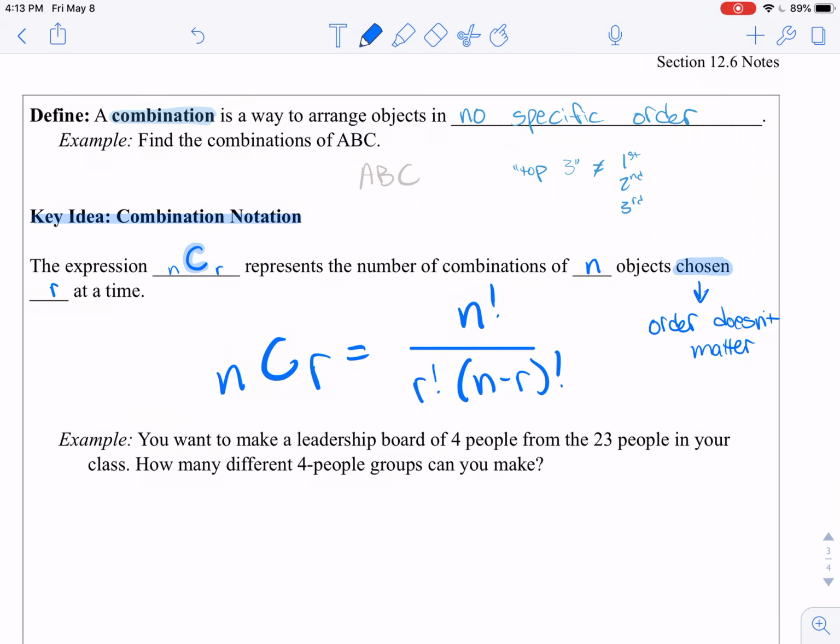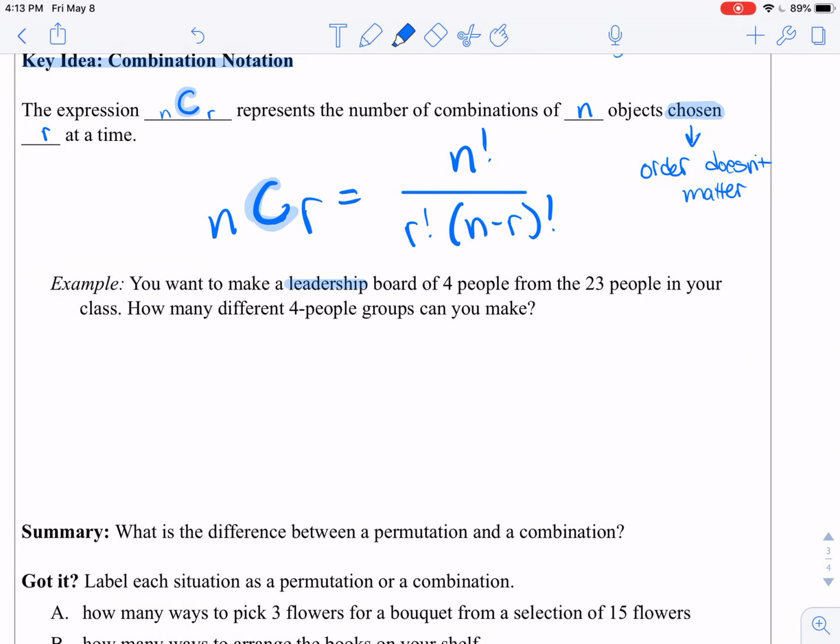Cool? Again, C for combination. Let's do an example. Let's say in our algebra class we have 23 people and we want to come up with a leadership board. We want to say who our leaders are going to be. How many different 4-people groups can we make? Well, that's going to be a combination.